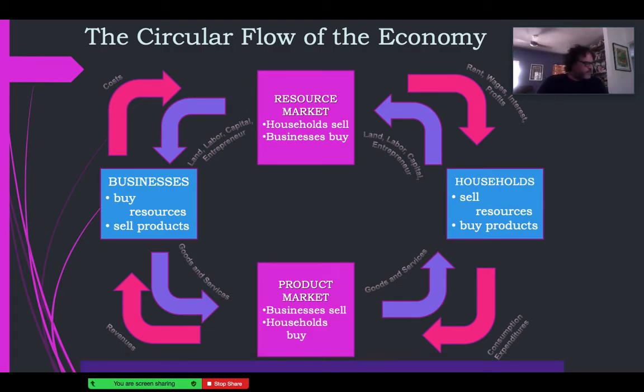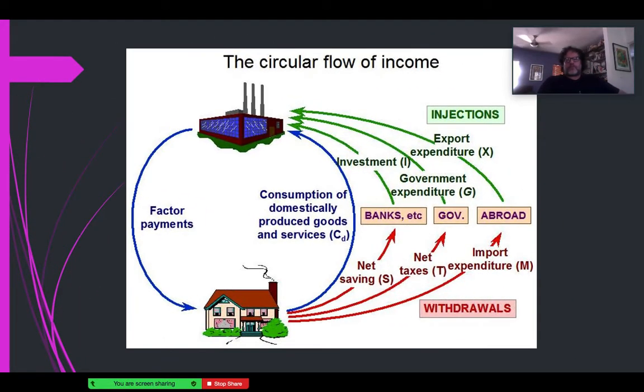So that's the simple circular flow. But there's more to it than that, okay? Let's look at the other parts of the circular flow. It's not just households here on the bottom. It's not just businesses here. There are other groups in the economy, okay?